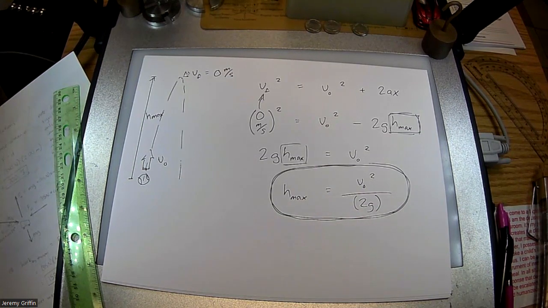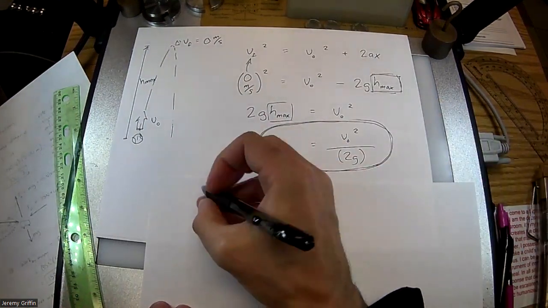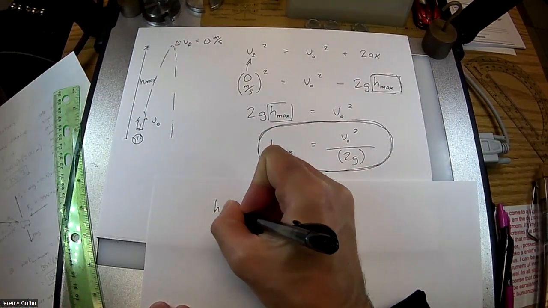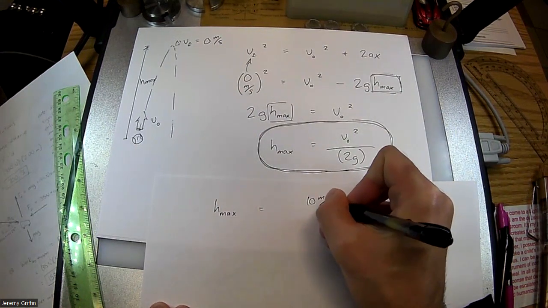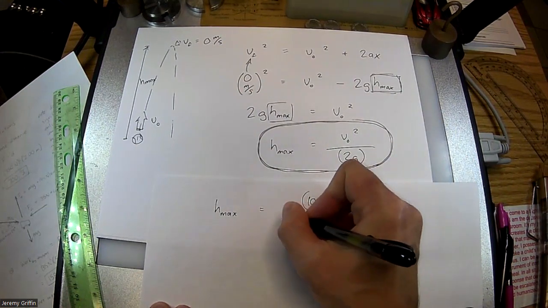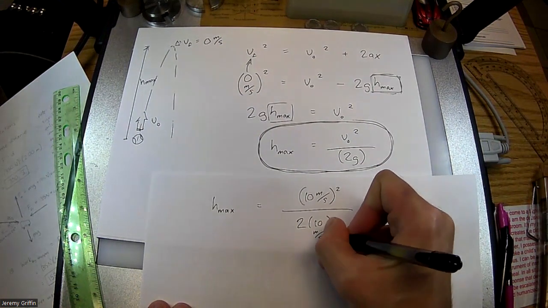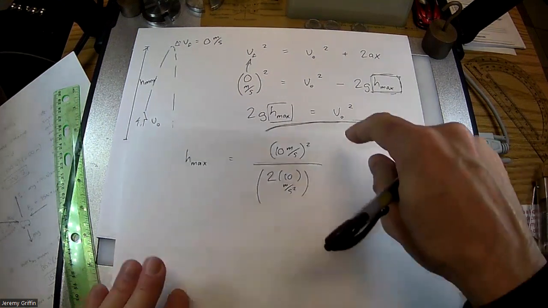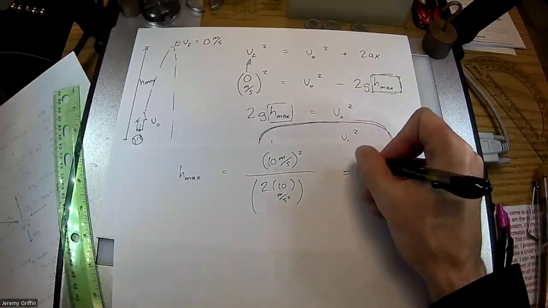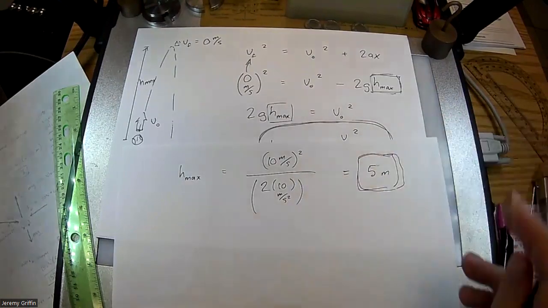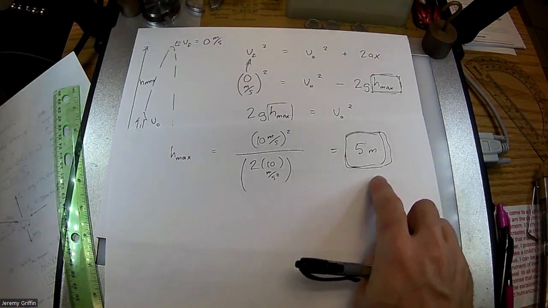So let's see what it is for 10 meters per second and Earth gravity. So H max is, because I'm going to plug in 10 meters per second. We're throwing straight upwards. Square that, divide by 2 times Earth gravity, meters per second squared. Is that 100 divided by 20? Is that like 5 meters? Okay, 5 meters. If you throw a ball straight upwards at 10 meters per second, it's going to go 5 meters high.